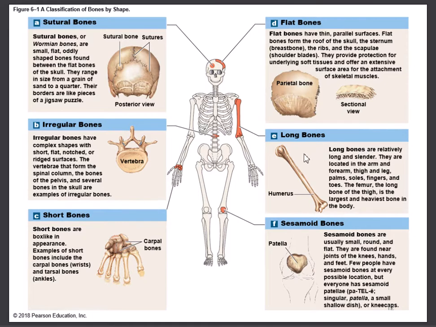Long bones, here the key is you're going to have a thin middle area and then two expanded ends. You're going to have an expanded end over here and then an expanded end over here. And then finally, the sesamoid bones. Sesamoid bones are the bones that are found in the tendons, again, commonly the knees, the hands, and the feet.